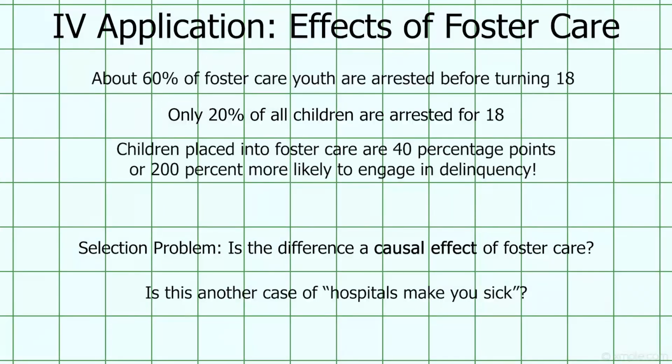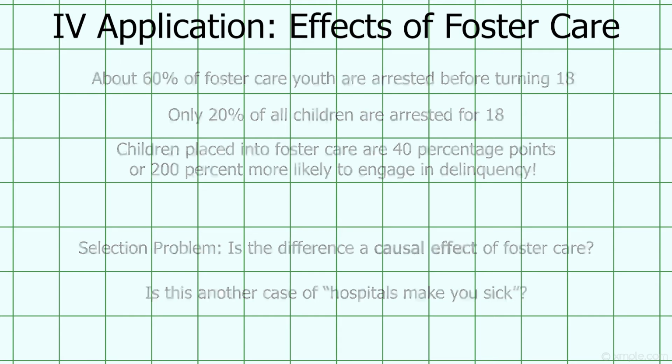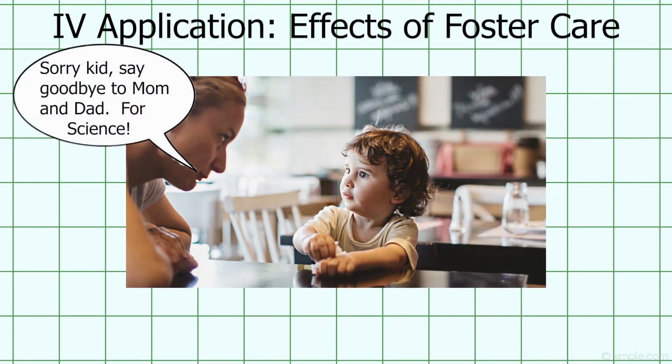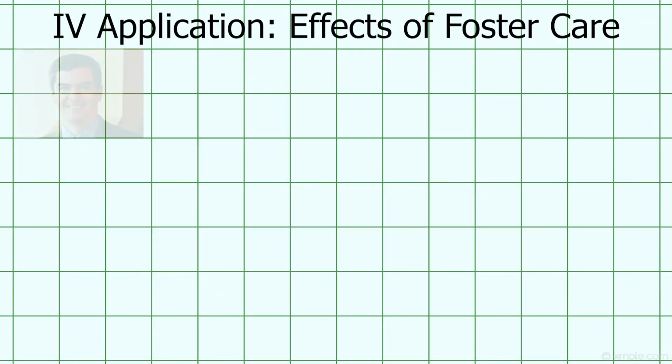Children who enter into foster care are disproportionately likely to experience abuse and neglect, and to come from disadvantaged backgrounds. If we could choose children at random to place into foster care, we could more easily identify the causal effect of foster care on juvenile delinquency. Economist Joseph Doyle had a more ethical idea using instrumental variables.